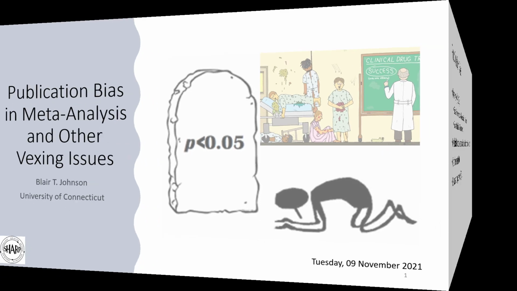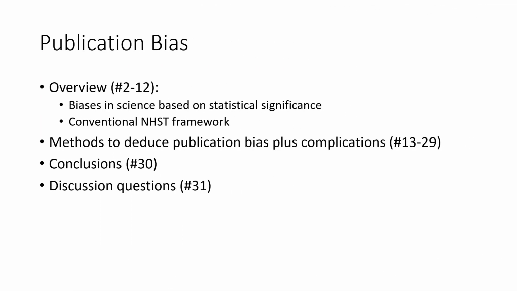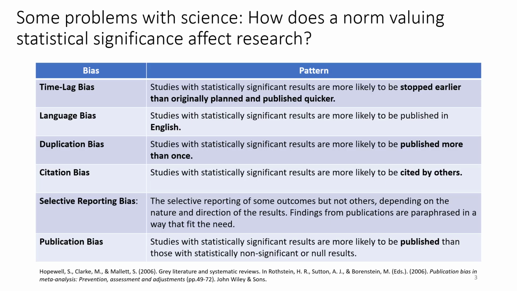So let's get going. So as an overview of the whole thing, here's the outline. I'll review biases in science that are based on using statistical significance as a norm. Put another way, that's the conventional null hypothesis statistical testing framework. Then most of the talk I'll focus on methods to deduce publication bias, plus complications, those vexations that are trying to resolve the biases. I'll have one slide with conclusions, and then I'll leave you with a few discussion questions.